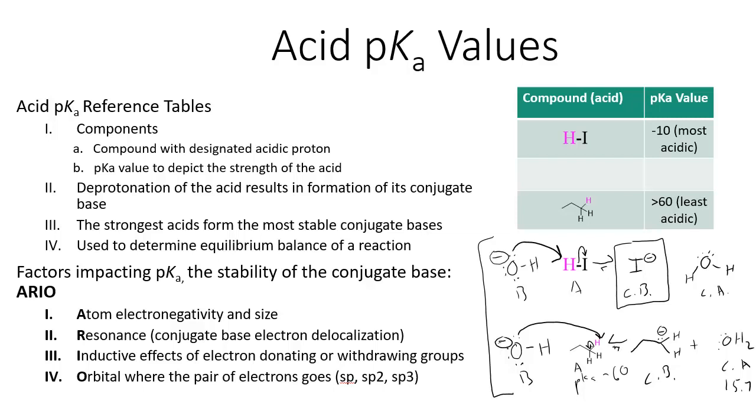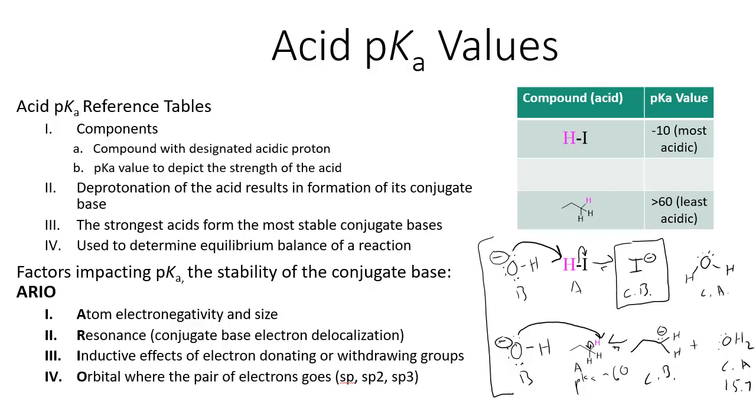So let's look at the first reaction again. That first reaction is related to atom electronegativity and size. Iodine is somewhat electronegative, not super electronegative, but the size of iodine is extremely large, meaning that negative charge can be spread over a large area of space, which is what allows this to be so stable. So atomic size is the reason that hydroiodic acid is the most acidic acid, and its conjugate base, the iodide anion, is the most stable.